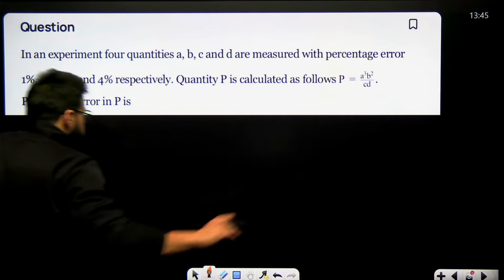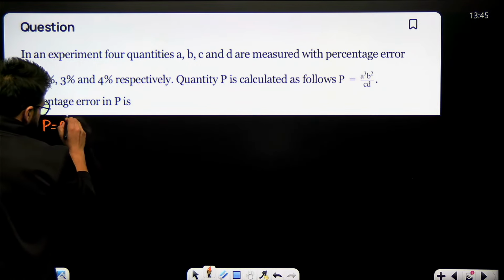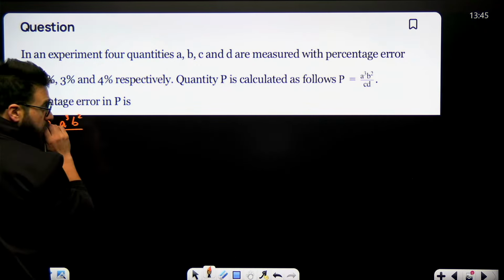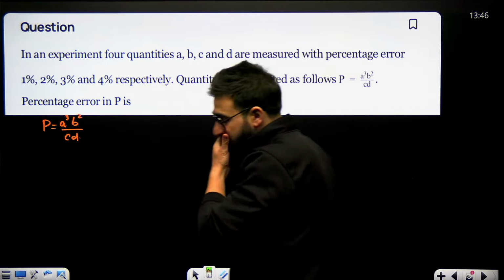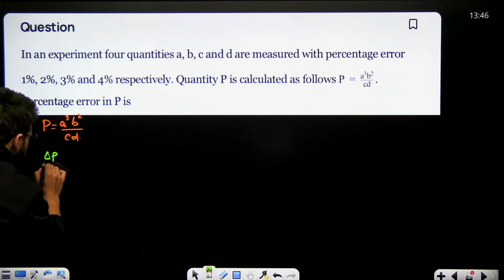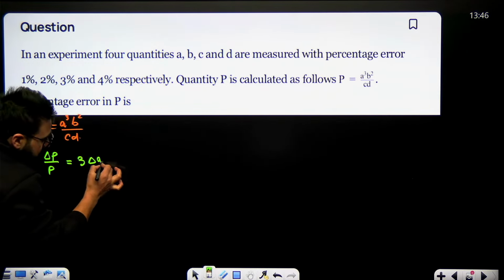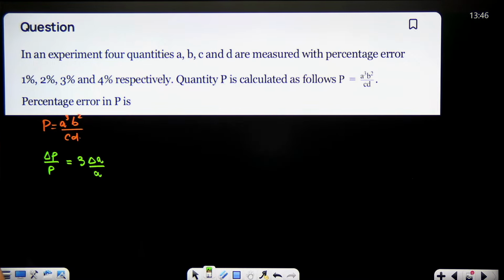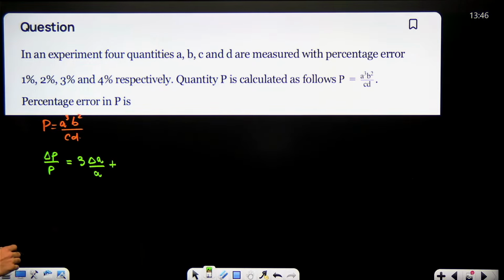Guys, tell me one thing. What is the formula given? P is equal to A cube B square divided by CD. If you have to find the percentage error, delta P divided by P, if you have to find the error in this, this is A raised power 3, B raised power 2. It is A raised power n, n down. Take this 3 down, then we say delta A by A. This is how we write the error in this A. Then plus. It is A raised power n, B raised power m. Something like this.